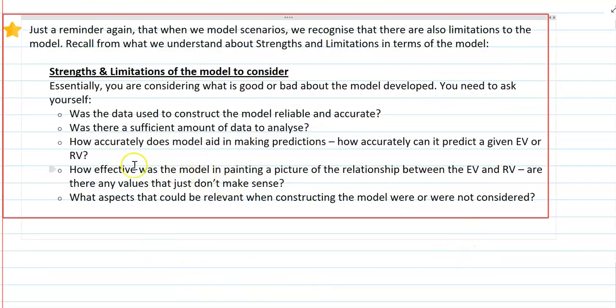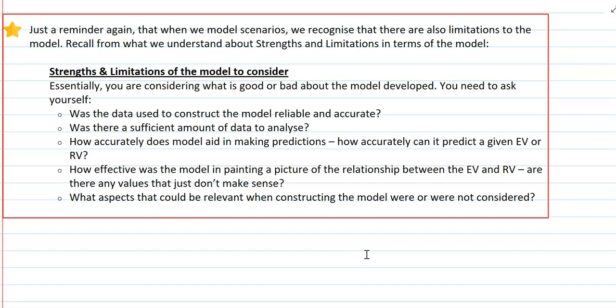So finally, just a reminder again, when we're modeling scenarios, we can use the models we develop to help predict values. However, we always need to keep in the back of our minds that there's limitations to the model. So whenever you've developed a model, always consider what's good or bad about it. And you need to ask yourself the following questions when you're analysing the strengths and limitations.